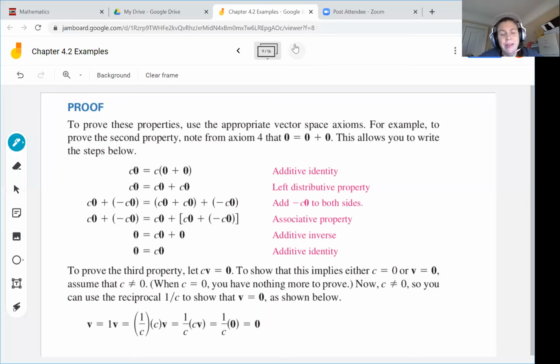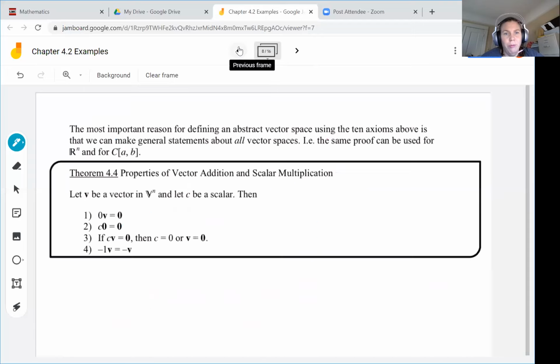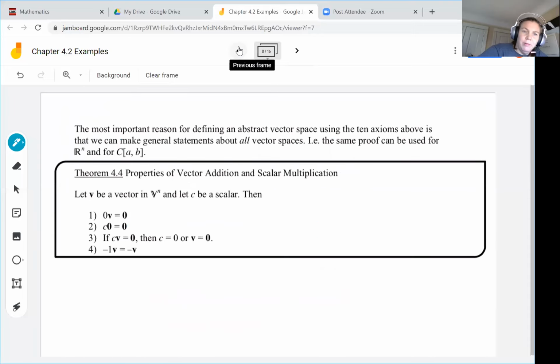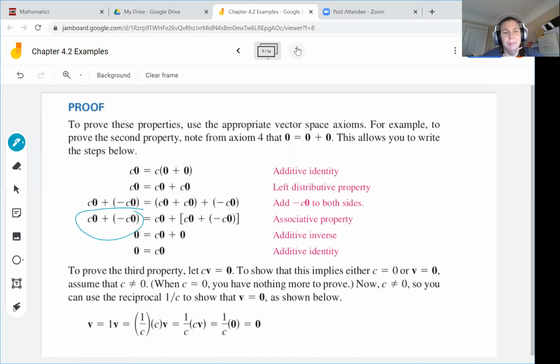And then you can add -c times the 0 vector to both sides. And so what that does is on the right side, these cancel out. So then you get 0 on the left has to equal c times the 0 vector. So you've proven the property here that c times the 0 vector equals 0, the second property.